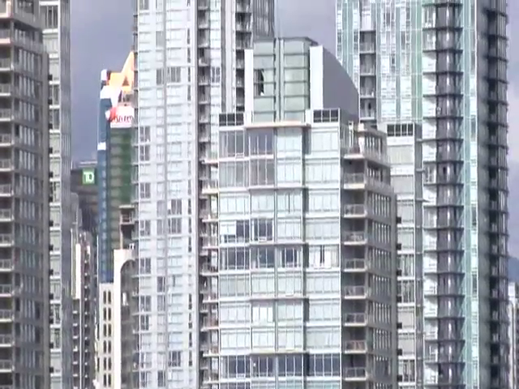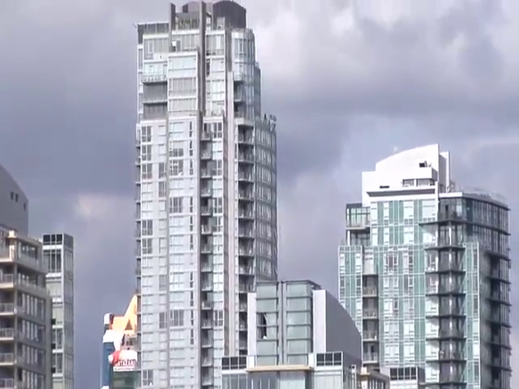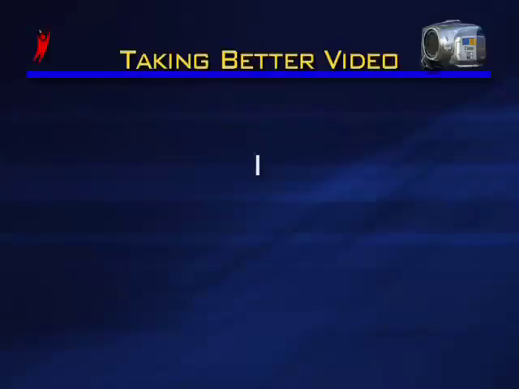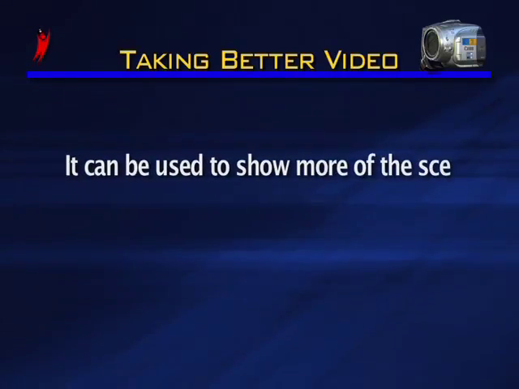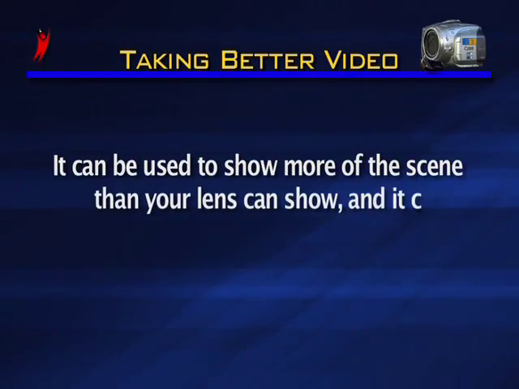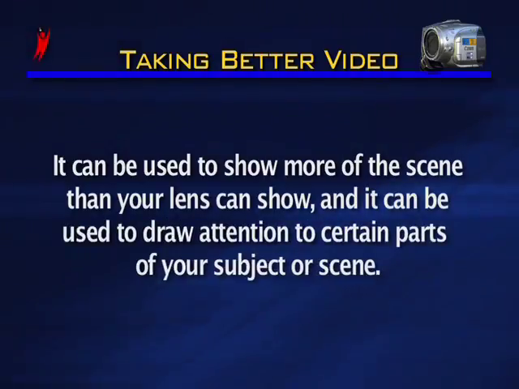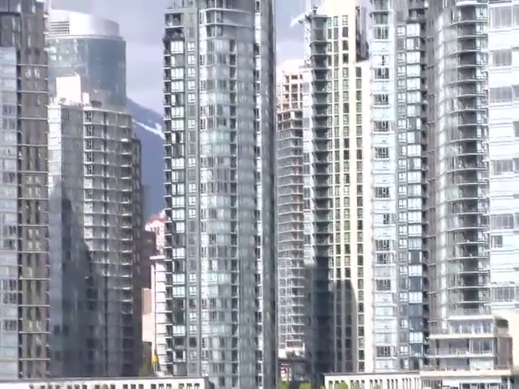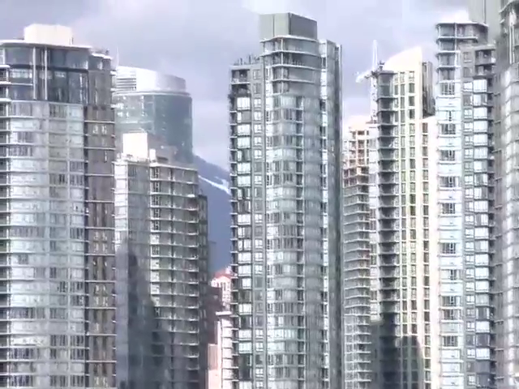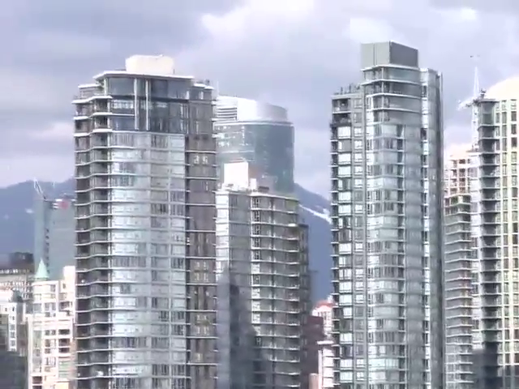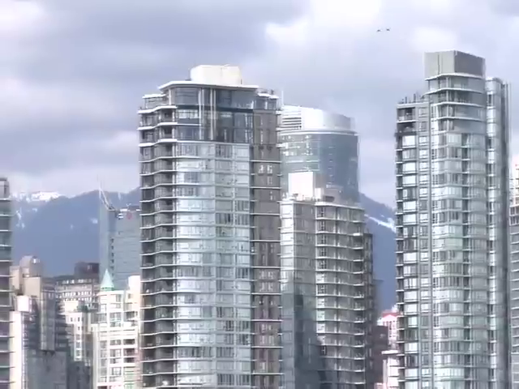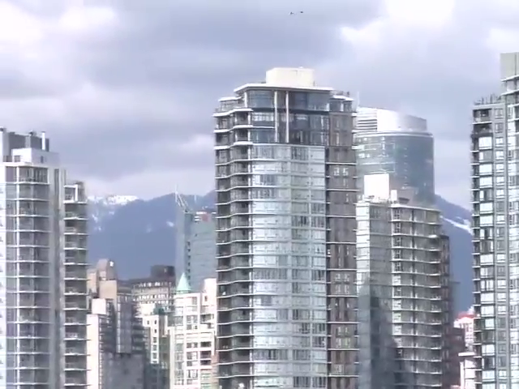Tilting is the term that refers to moving the camera up and down as we're showing here. Like panning, it can be used to show more of the scene than your lens can show, and it can be used to draw attention to certain parts of your subject or scene. In this shot, I'm tilting and panning to provide a nice, pleasing view of the city. Play around with these types of techniques to add interest or drama to any scene.